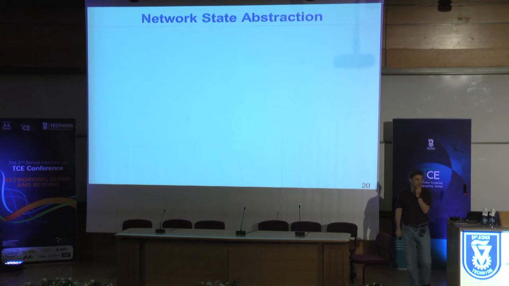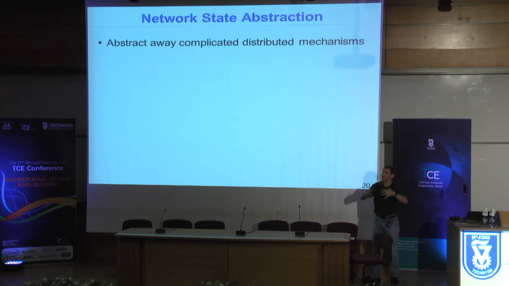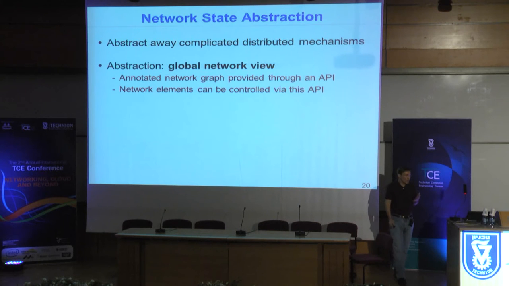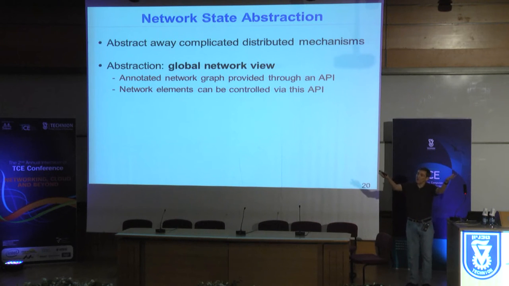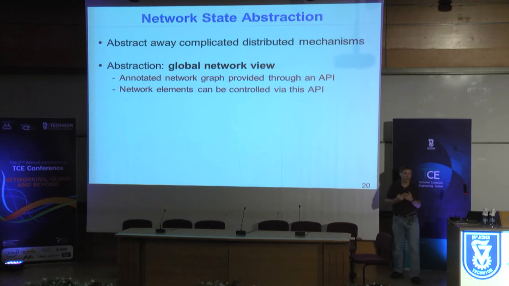What about the network state abstraction? What you want to do is abstract away all the complicated distributed algorithm that goes into getting this global state. Instead, you just want an abstraction that says, here's the global network view. That is, you want to give a graph, an annotated graph, annotated with things like the delay or the capacity, or maybe even the recent loss rate. So you have this graph, and so you can make decisions about what you want to do on the network based on this graph. And then it's an API. You can actually program and tell the switches what to do.